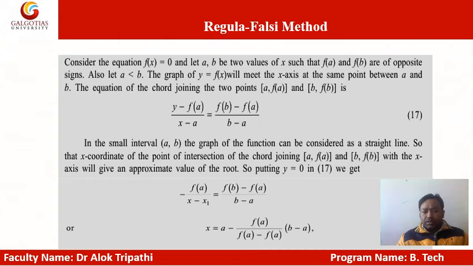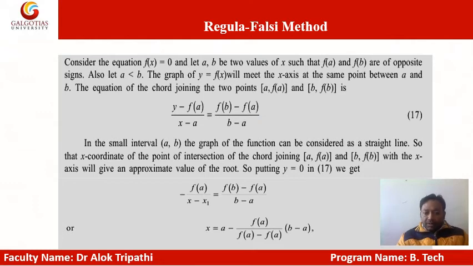Again we are considering the equation f(x) equal to 0, and we have found two values a and b such that f of a and f of b are of opposite signs. We let a be less than b. Now the graph of y equal to f(x) will meet the x-axis at some point between a and b. Therefore, the equation of the chord joining the points (a, f(a)) and (b, f(b)) is (y minus f(a)) divided by (x minus a) equal to (f(b) minus f(a)) divided by (b minus a).